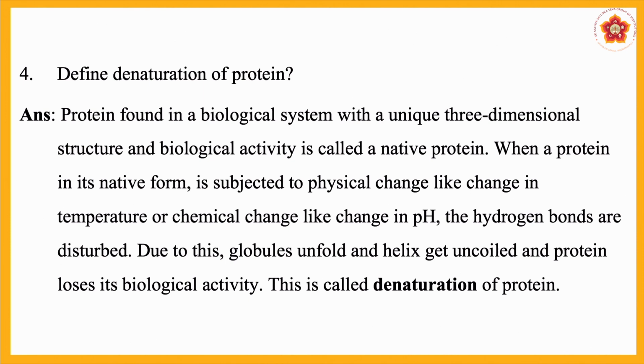Fourth question is, define denaturation of protein. The answer is, a protein found in a biological system with a unique 3-dimensional structure and biological activity is called a native protein. When a protein in its native form is subjected to a physical change like a change in temperature, or a chemical change like a change in pH, the hydrogen bonds are disturbed. Due to this, globules unfold and helices get uncoiled, and the protein loses its biological activity. This is called denaturation of protein.